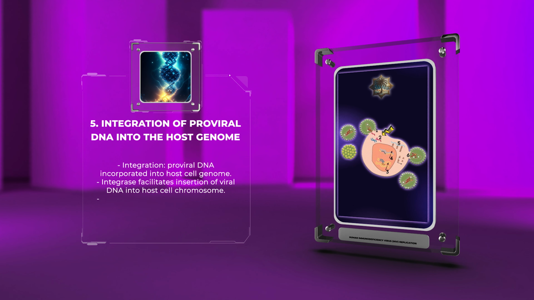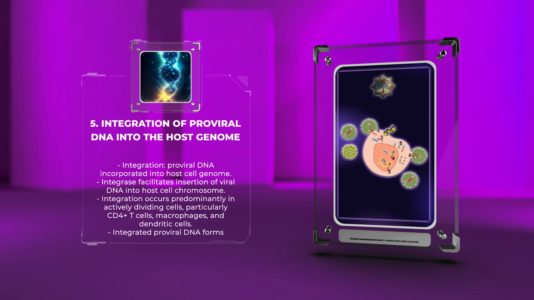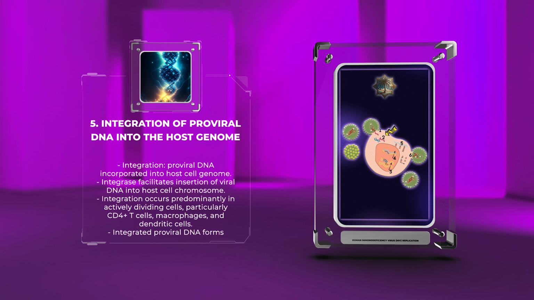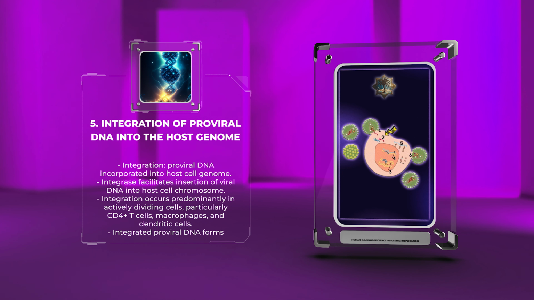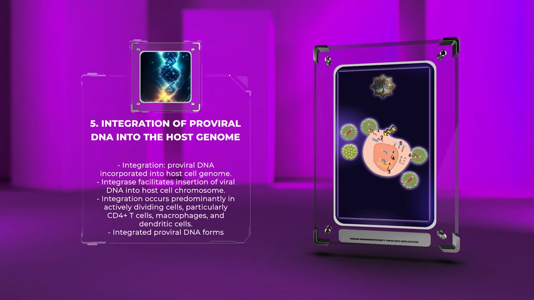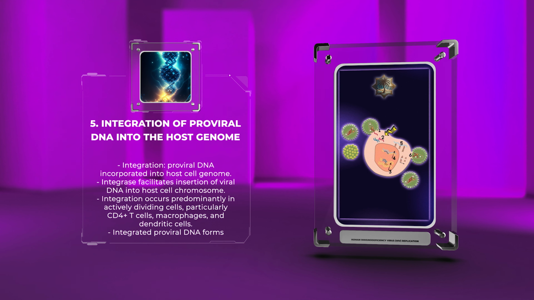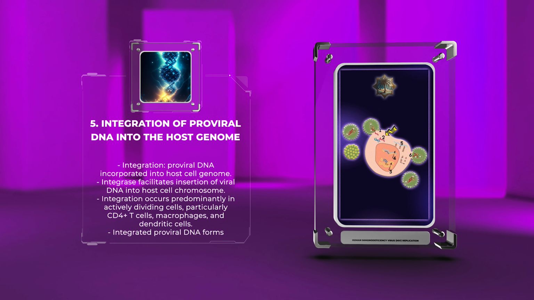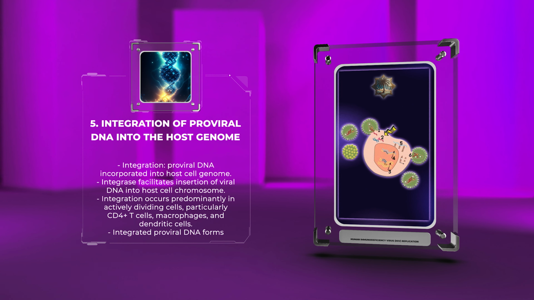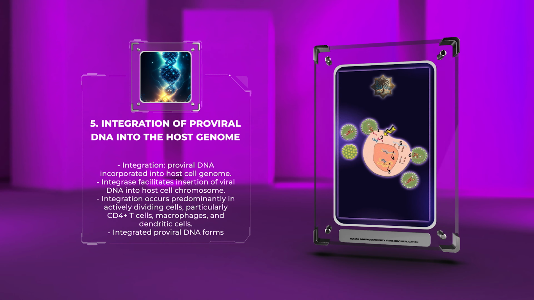Integration is a crucial step in HIV replication, where the proviral DNA is incorporated into the host cell genome. The enzyme integrase facilitates this process by catalyzing the insertion of viral DNA into a host cell chromosome. Integration occurs predominantly in actively dividing cells, particularly CD4 plus T cells, macrophages, and dendritic cells. The integrated proviral DNA forms a stable and permanent part of the host cell genome, allowing for the production of viral RNA and proteins during subsequent stages of replication.